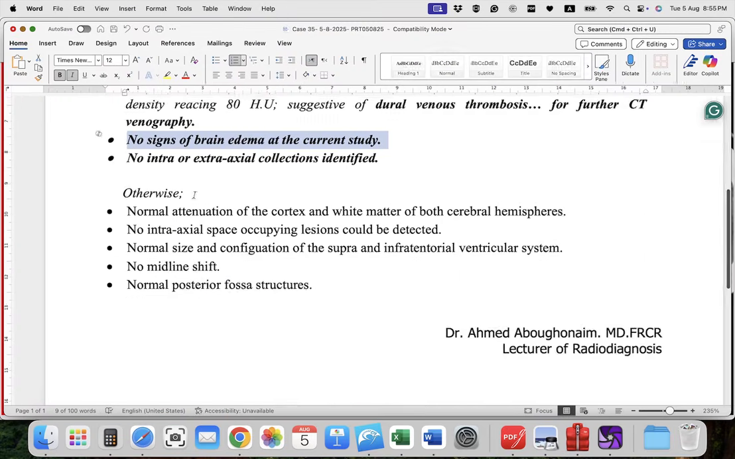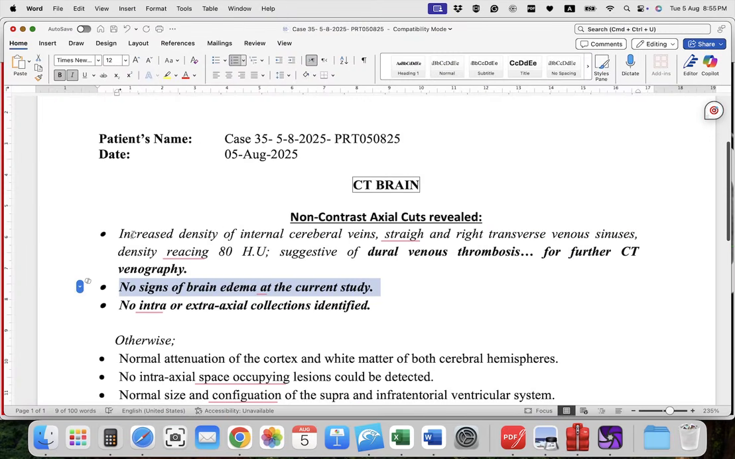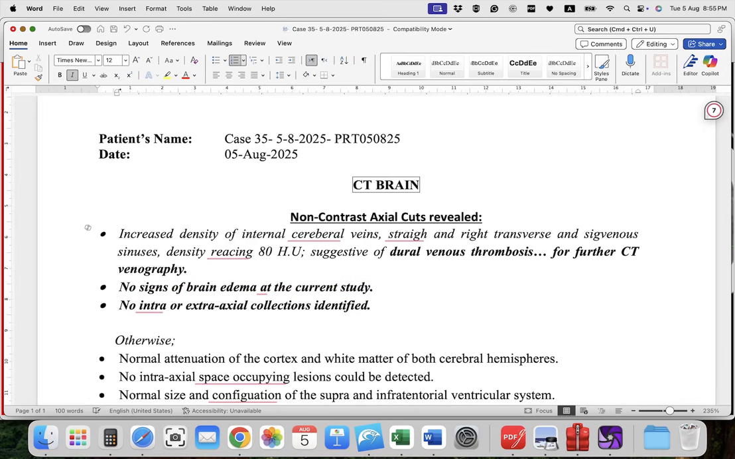To report this case, you will mention that there is increased density of the internal cerebral veins, straight and right transverse venous sinus, as well as the sigmoid, with density reaching 80 Hounsfield units, suggestive of dural venous thrombosis.